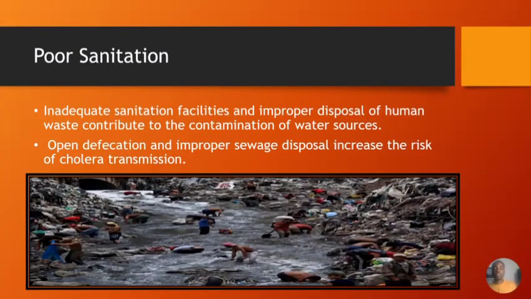Then we have poor sanitation. Inadequate sanitation and improper disposal of human waste contribute to contaminated water sources. Once the water sources are contaminated, that's how we spread cholera. This is how cholera has been caused, because we are looking at the issue of open defecation and improper sewage disposal, which increase the risk of cholera transmission, because sewage is now exposed to everyone.